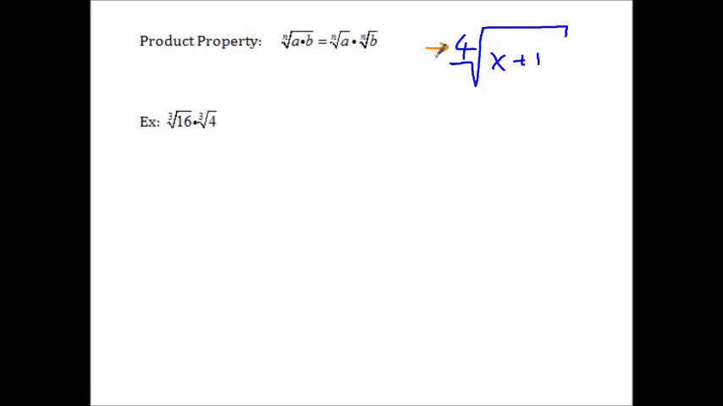The 4, which indicates to us which root we are taking, is called the index. This boxy thing, which almost looks like the house that we built for long division, is called the radical, and the expression underneath the radical is called the radicand. Those 3 parts of a radical expression we need to remember because we will use this vocabulary going forward. So let's talk about the product property.